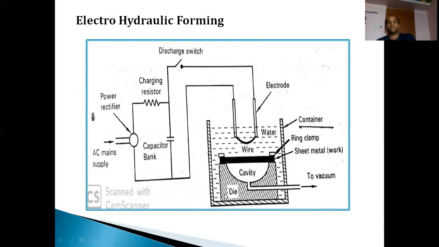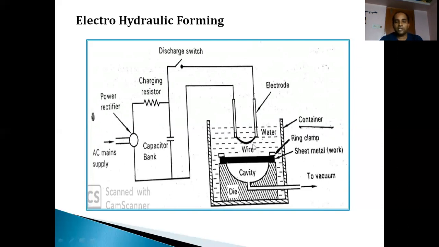The second type of forming process is electro-hydraulic forming. If you observe carefully in this sketch, even the electro-hydraulic forming setup is similar. This particular part, if you observe, is similar to that of explosive forming itself. The only difference is here, instead of an explosion, we are having two electrodes to which a wire is connected, and these are connected to capacitor banks with some power supply, and a resistor is used.